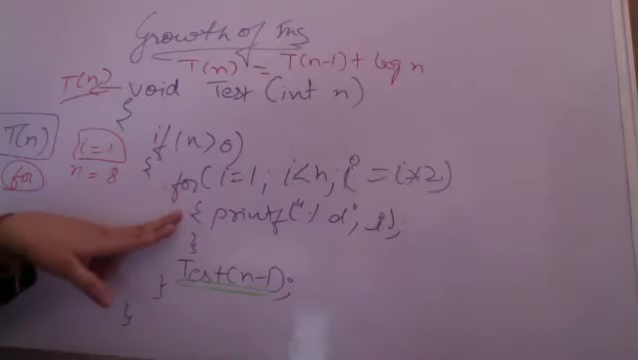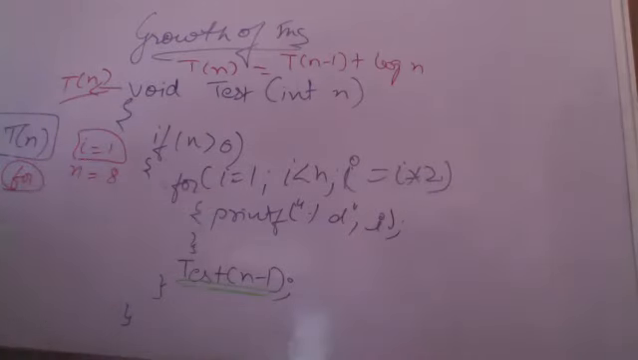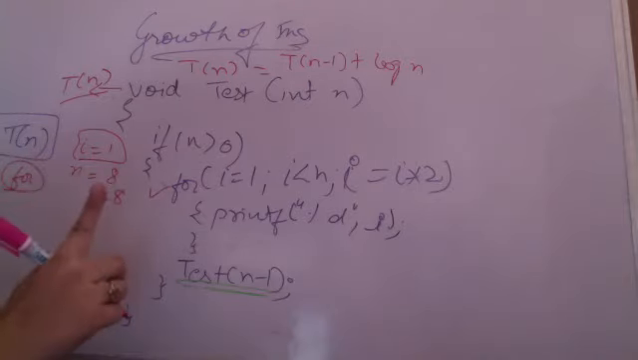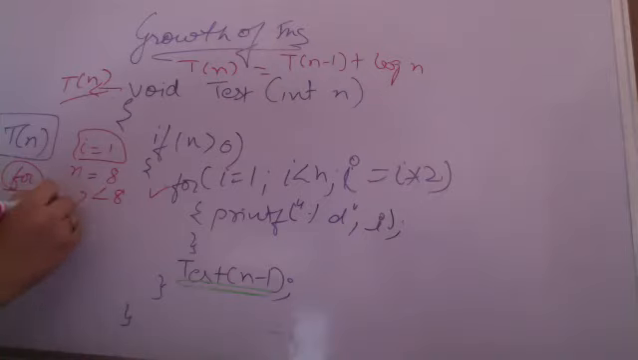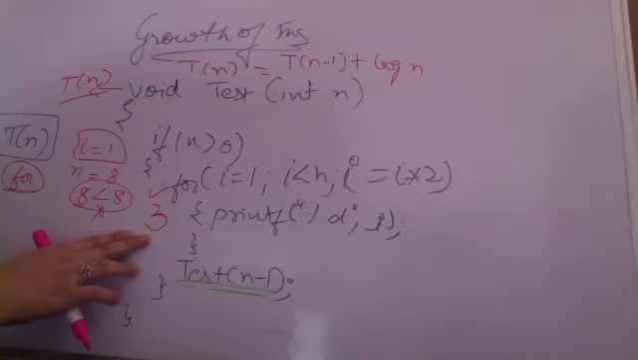So the first time I run the loop, i is 1, 1 is less than 8, the condition is true, and the loop runs one time. Next time i becomes i into 2, so i becomes 2. 2 is still less than 8, the loop will run. 2 times the loop has run now. Next time i becomes 4. 4 less than 8 is again true, so the loop has run 3 times. Next time i becomes 8, 2 into 4 is 8. The condition becomes false, we come out of the loop. So how many times is the loop running?